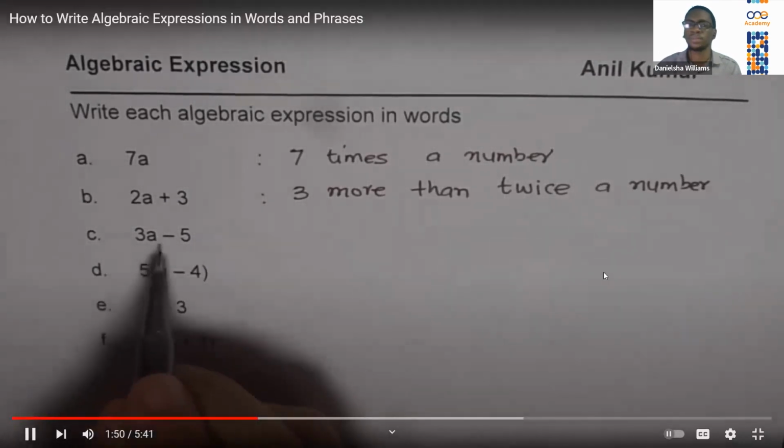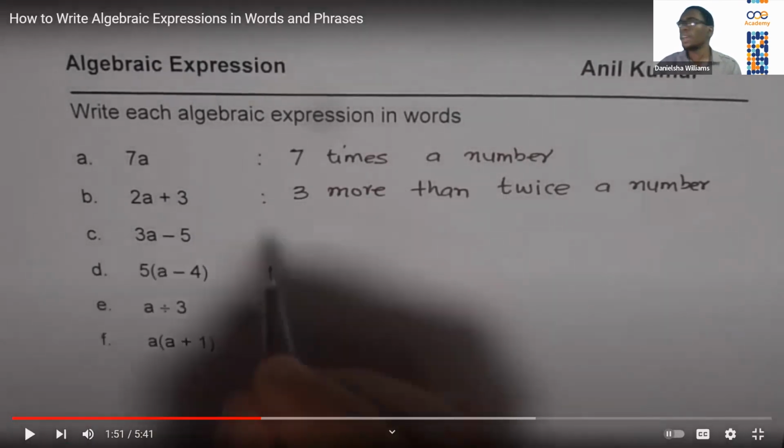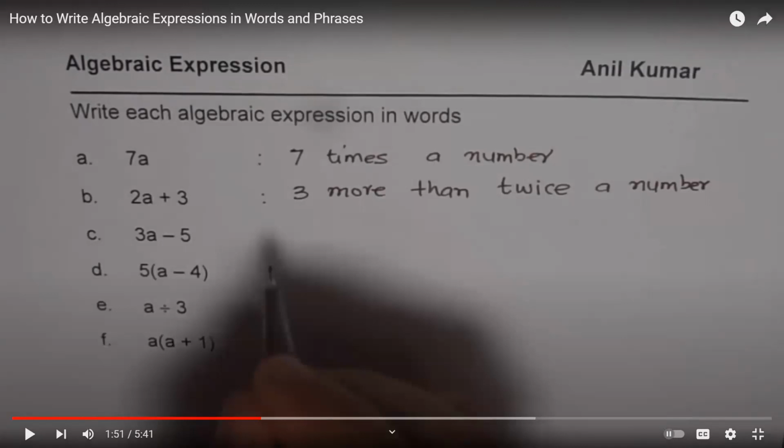Now we have 3a minus 5. All right, so he's at question number C now. I'd like one of you guys to attempt this one. Who would like to try? 3a minus 5. All right, Jaden. Was your hand up? Yes, sir. I don't know why it keeps taking it off.